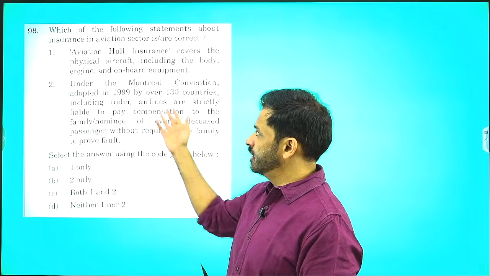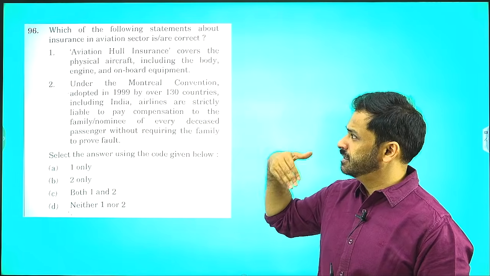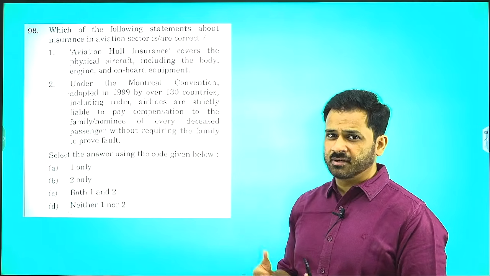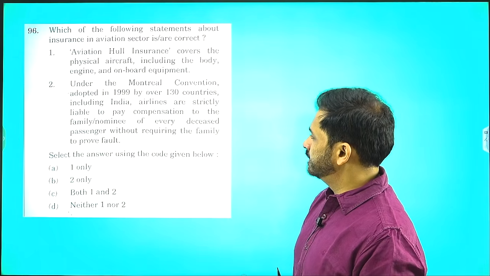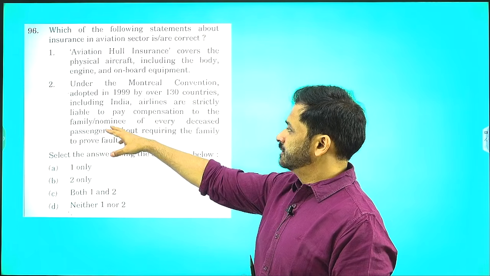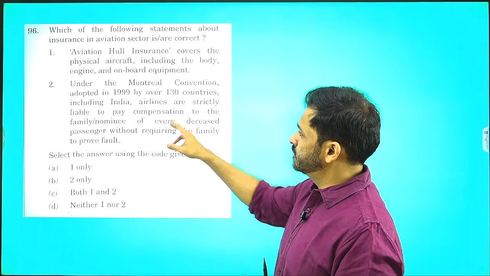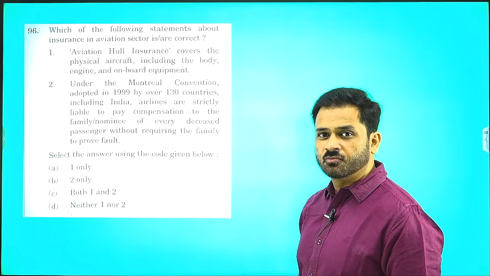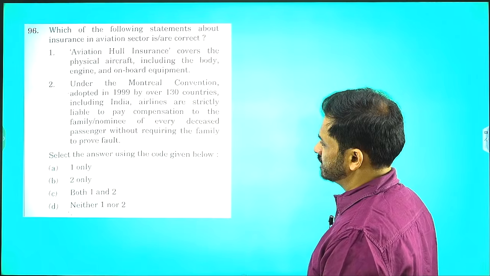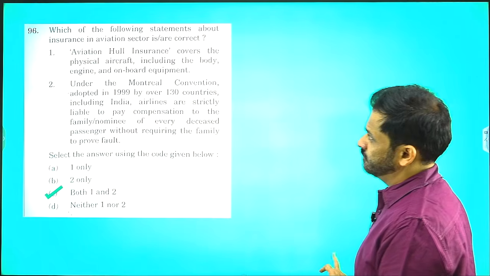It was the Montreal Convention, wherein there was an earlier Hague and Warsaw Convention, which was replaced by the Montreal Convention of 1999, and which says that the airline is strictly liable to pay compensation to the family nominee of every deceased passenger without requiring the family to prove fault. That's correct. So both the statements are correct over here. The answer is C for this.